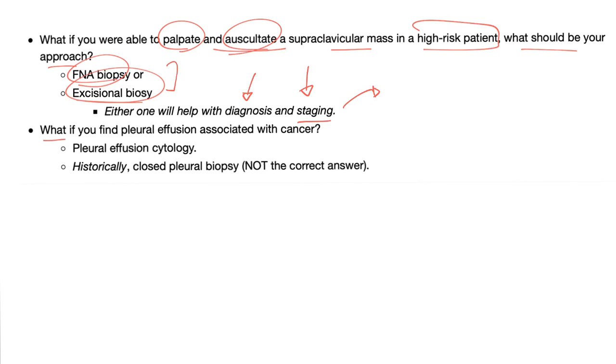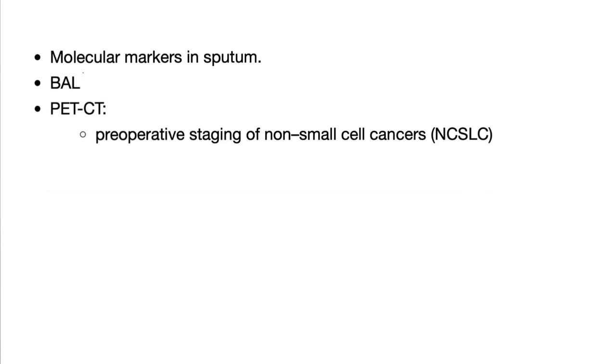What if you find pleural effusion associated with cancer? You can do pleural effusion cytology. You tap the pleura, called thoracentesis, and send the fluid to the lab to obtain cytology. Historically speaking, we used to do closed pleural biopsy. Not anymore. It's 2019. You can do molecular markers for sputum, you can do bronchoalveolar lavage, and you can do PET CT scan, preoperative staging for non-small cell lung cancer.